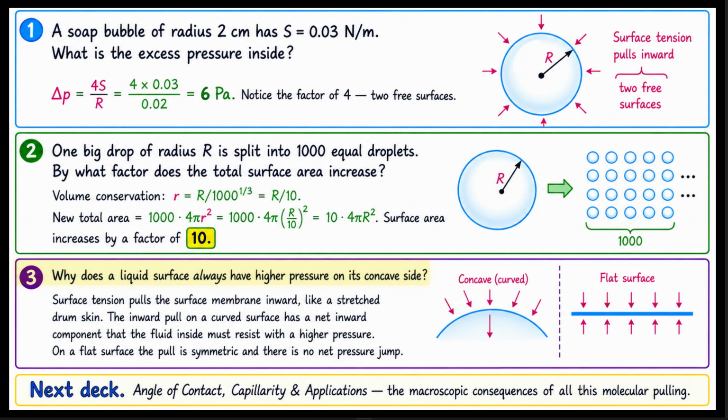Finally, why does a curved liquid surface always have higher pressure on its concave side? Because surface tension pulls the membrane inward, like a stretched drum skin. On a curved surface, that inward pull has a net component pointing into the concave side, so the fluid there must push back with a higher pressure. On a perfectly flat surface, the pulls cancel and there is no jump.